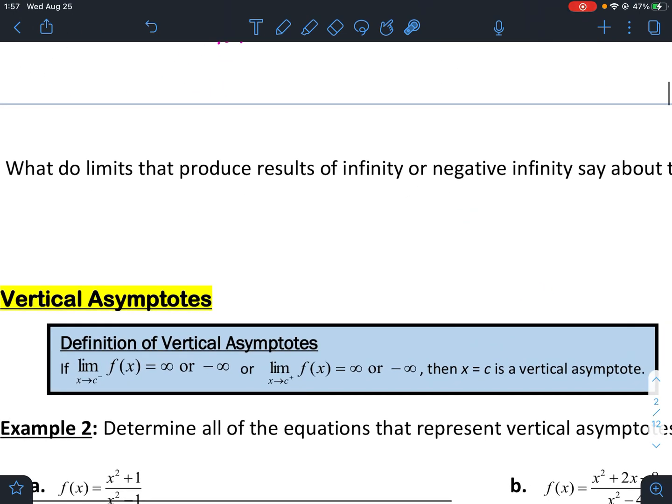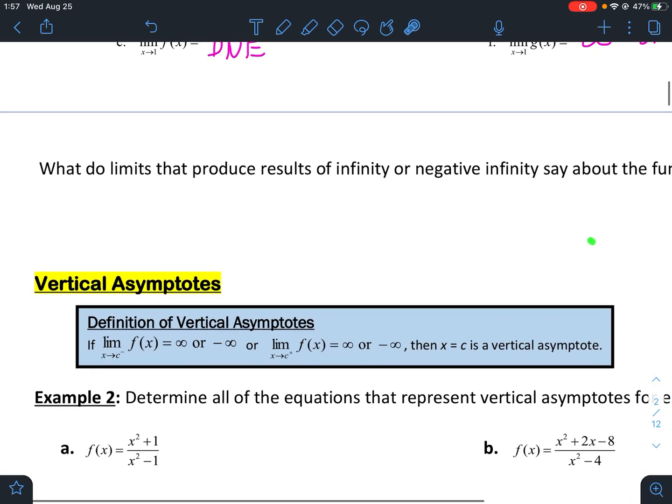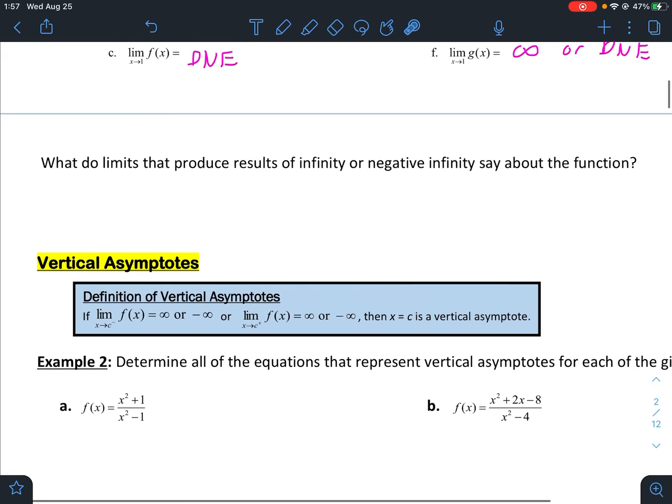So you learned about vertical asymptotes in your previous math classes, but now we're talking about an actual math definition of what a vertical asymptote is. And you couldn't learn about this in previous years because you didn't know what limits were yet. But a vertical asymptote is simply when the limit as x approaches c from the left or right side is equal to positive or negative infinity, then x equals c is a vertical asymptote.